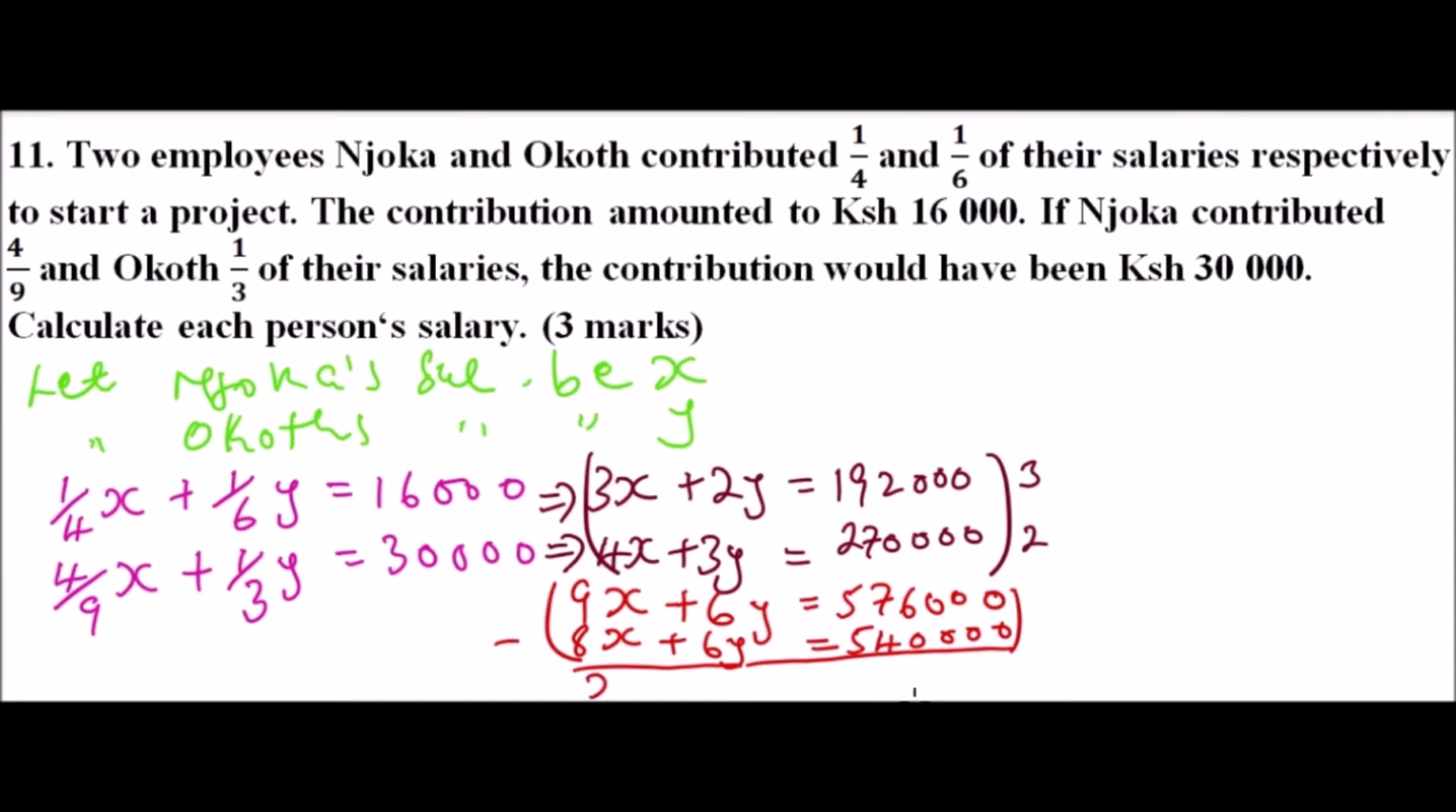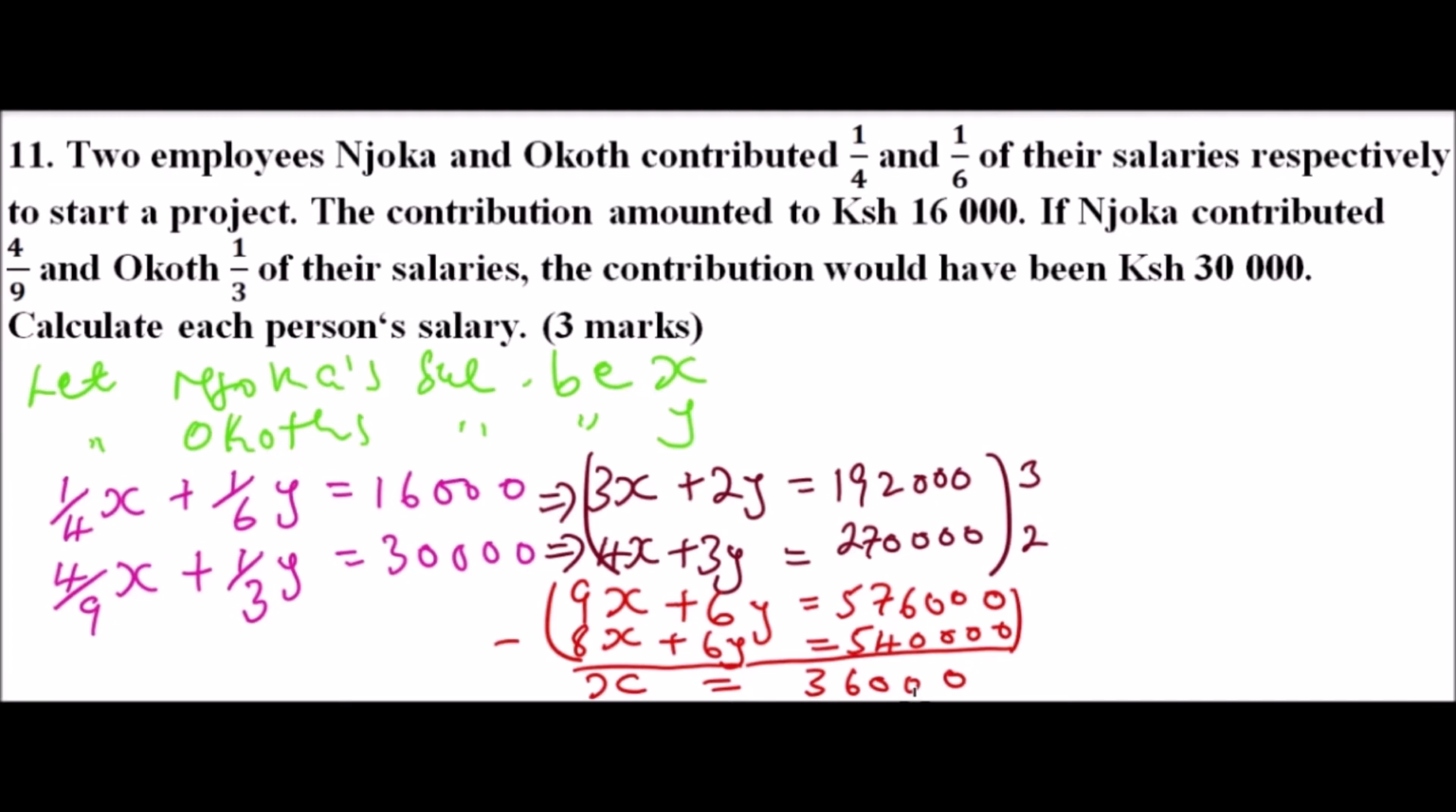So this will give you x is equals to, when you subtract here, you should be able to get 6,000. So the salary of Joker was 6,000. So from there, we can use one of the equations.